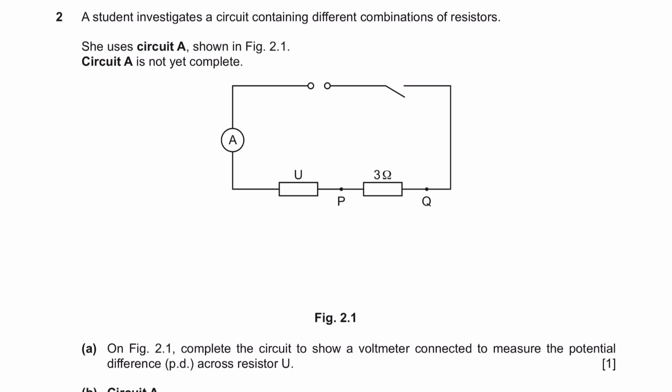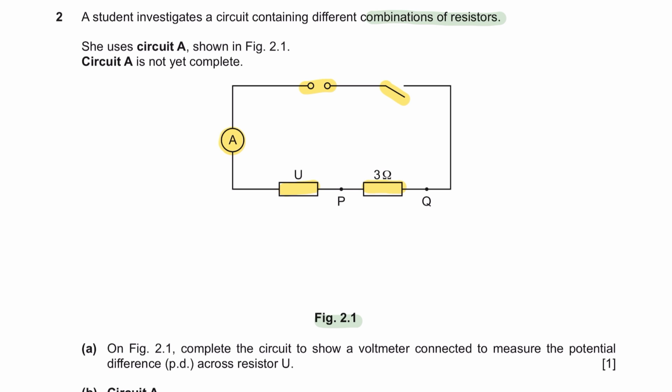Question 2. A student investigates a circuit containing different combinations of resistors. She uses circuit A shown in figure 2.1. Circuit A is not yet complete. As you can see here, the switch is not closed. We have a power supply, an ammeter connected in series to read the current, and two resistors placed in series.